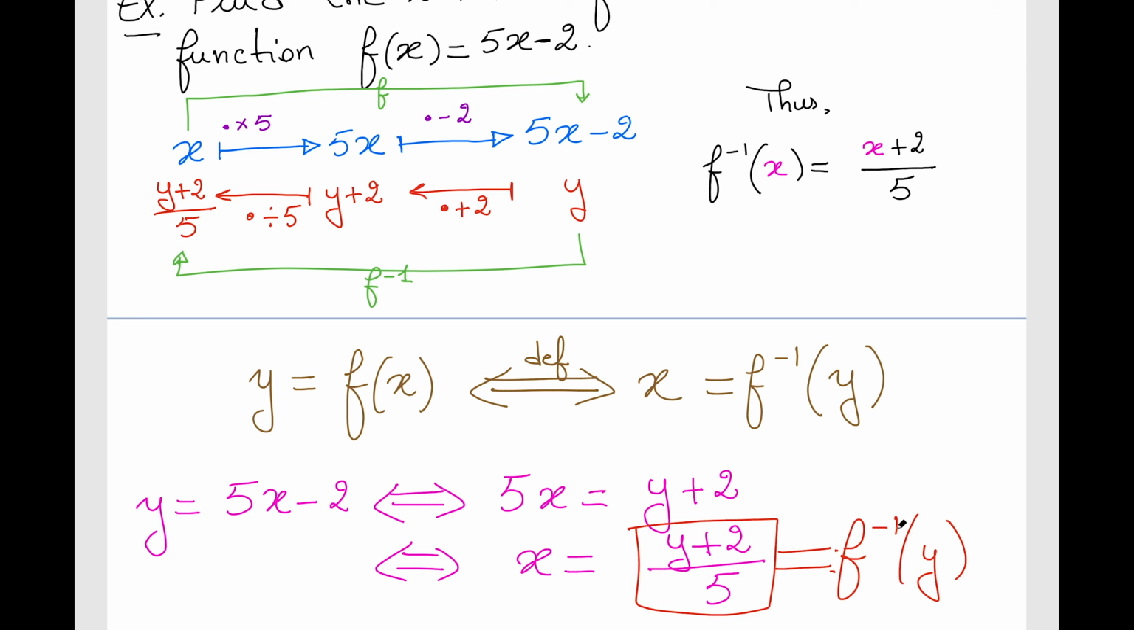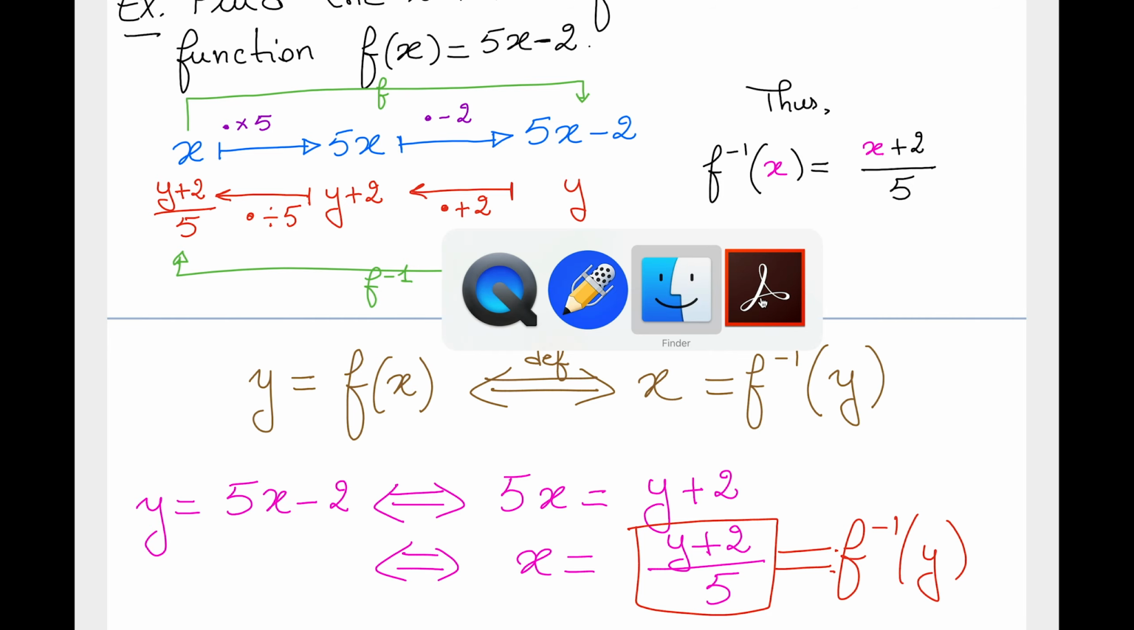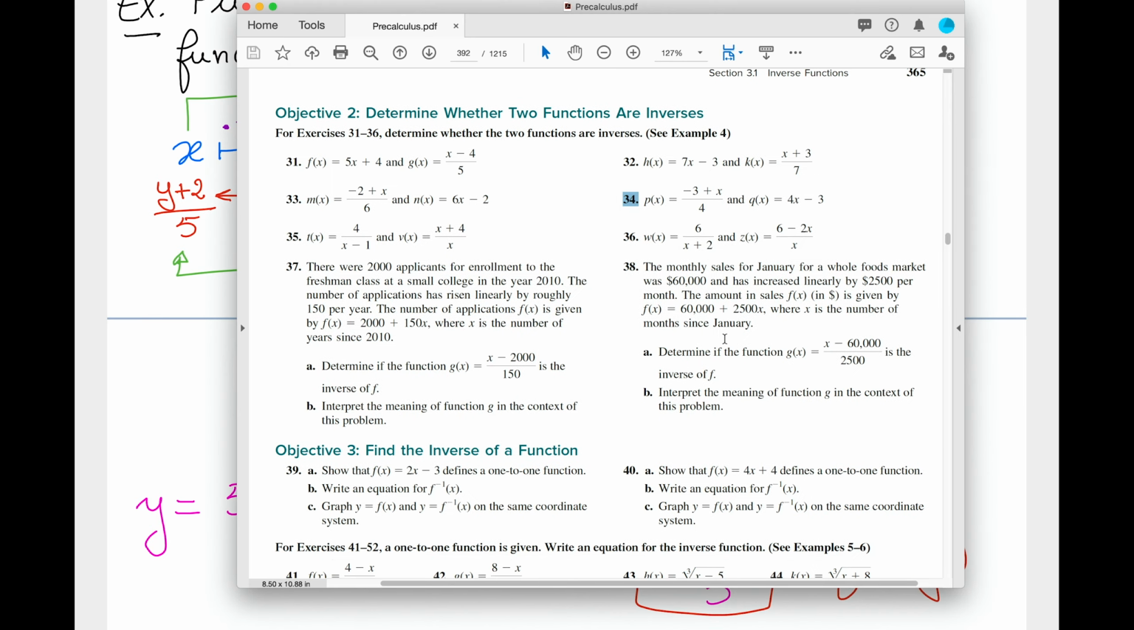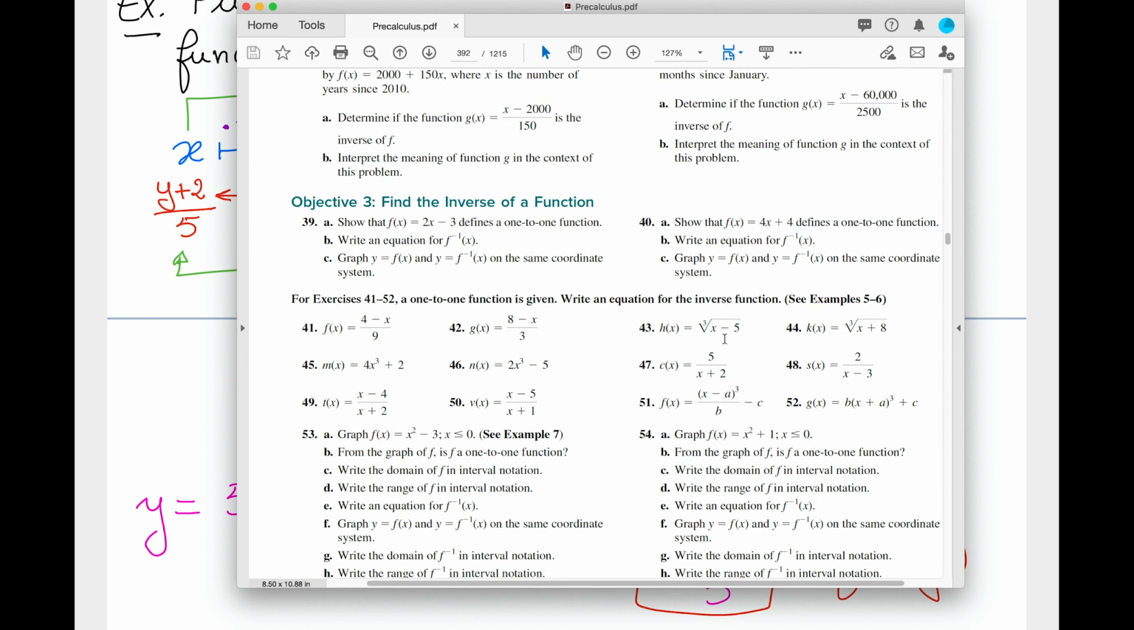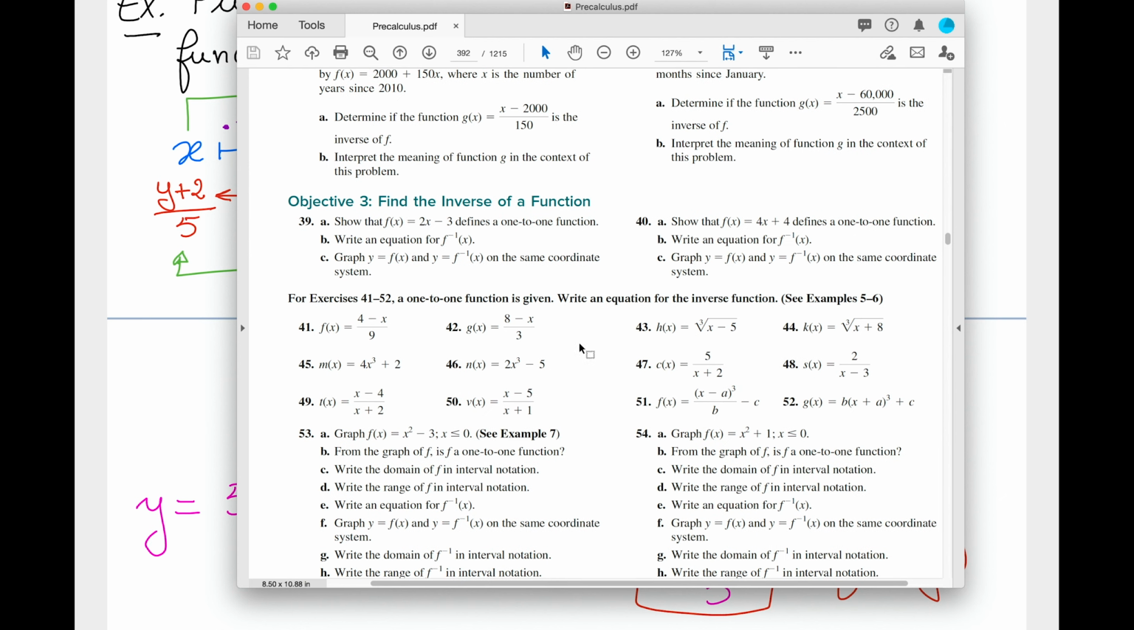And remember what we said? If your preferred choice of input is x, rename y to be x. So instead of this y here and this y here, you're going to write x and x as we found before. Okay, so this is the process. Let's now go to the book, and let's go to one of these examples that we have from 41 to 52.